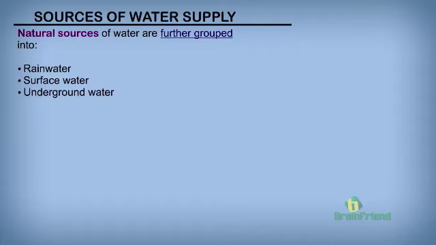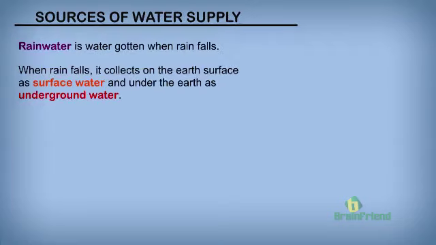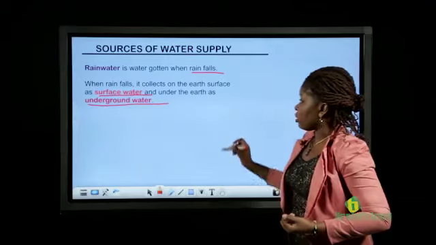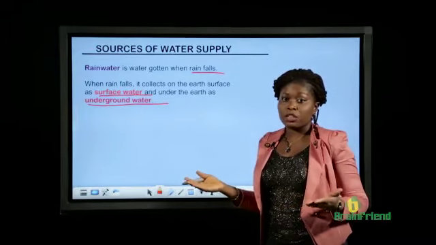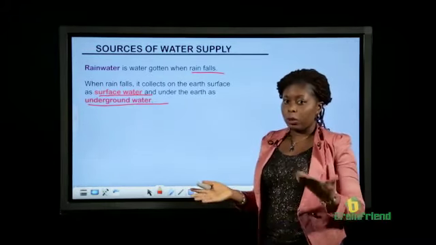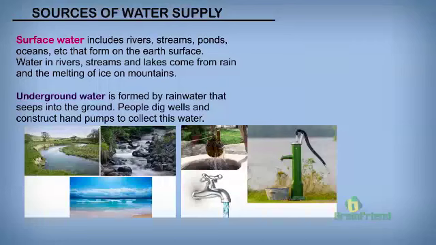Now, natural sources of water are further grouped into rainwater, surface water, and underground water. What is rainwater? Rainwater is water that is gotten when rain falls. So when rain falls, it collects on the earth's surface as surface water and under the earth as underground water. So when rain falls, it means that it gives us two kinds of water, surface water and underground water. We'll take a look at what they are.